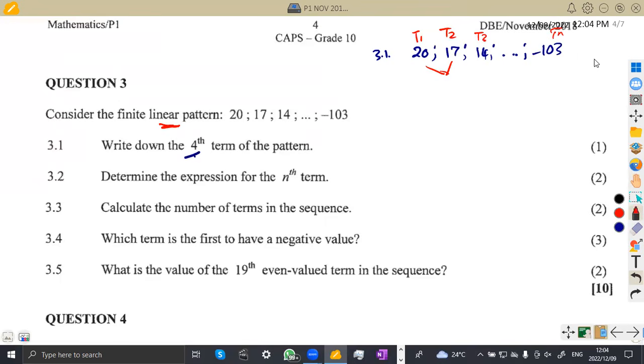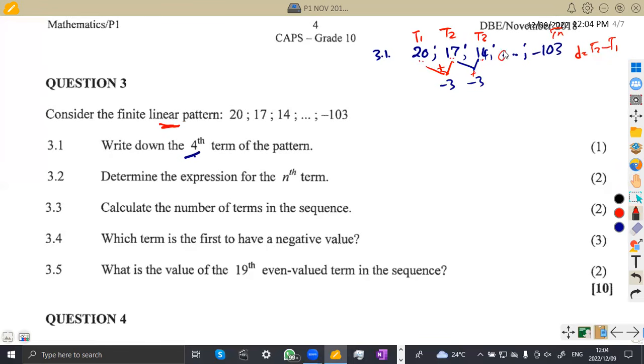So to find the difference D, we know that this is T2 minus T1. So you're going to subtract 17 minus 20, which is negative 3. So that means we've got a common difference of negative 3 here. If we do the same here, that's 14 minus 17, which is also negative 3. So the difference that we have here of negative 3 is the same throughout. That difference is the one that was being added. We added 20 plus minus 3, and we got 17. 17 plus minus 3, we got 14.